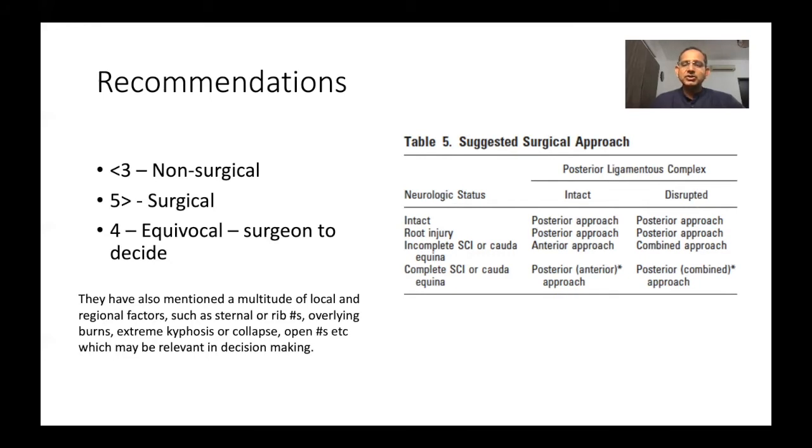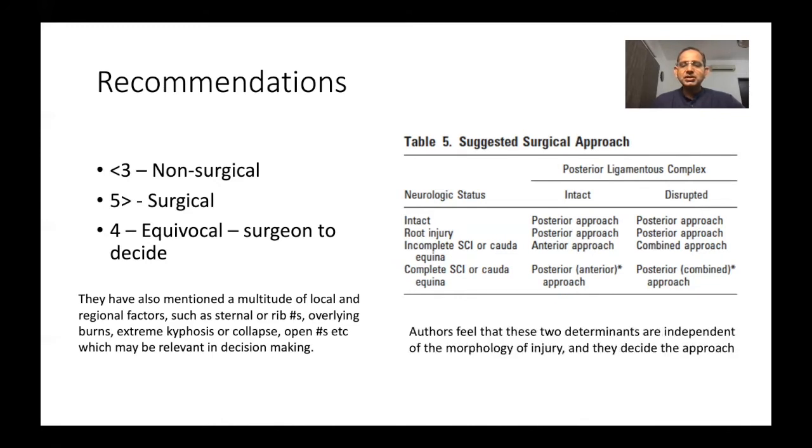Now, to determine a surgical approach, they decided on the neurological status and the PLC only. So if the patient was intact, a posterior approach, regardless of the PLC. A root injury, posterior approach, regardless of the PLC. It was only in the incomplete spinal cord injury or the cauda equina patients with an intact PLC that they recommended an anterior approach. Or if the patient had a disrupted PLC, then it was a front and back combined approach. All complete patients with spinal cord injury or cauda equina were recommended a posterior approach only.